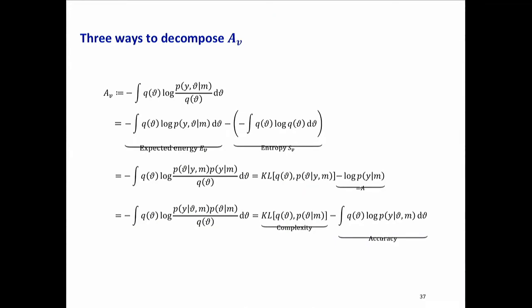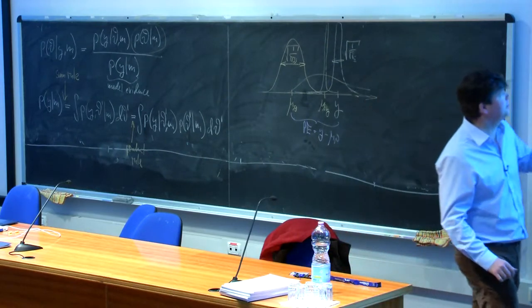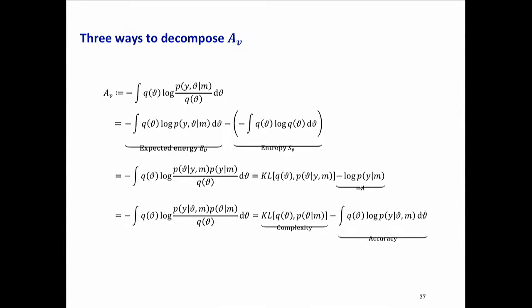So there are at least three interesting ways that we can decompose our variational free energy. We'll look at them in turn, but I'll show you all of them right here at the outset. The first one is a decomposition into the expected energy and the entropy. We've already seen that. That's how we introduced the variational free energy, by replacing the posterior by Q of theta in every place where it appeared.